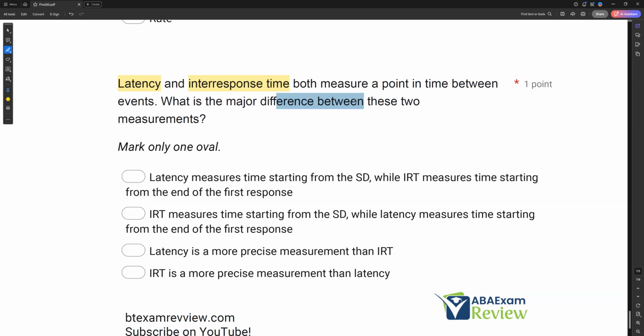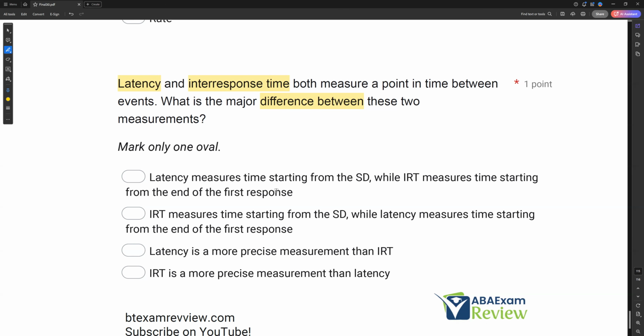So we're looking at the difference between these measurements. What is similar about these measurements? Well, they're both measuring time. They're both measuring time in between. The difference is, what are they measuring in between? Because with latency, we have an SD to a response. With inter-response time, we have two responses.